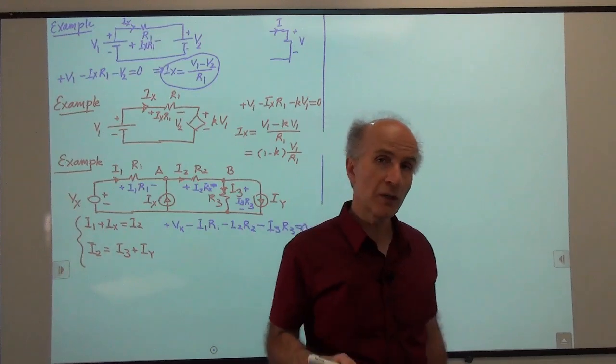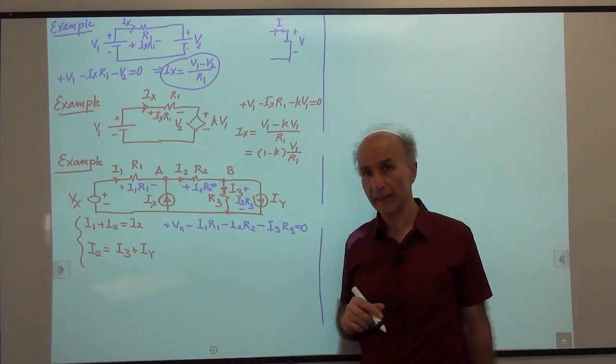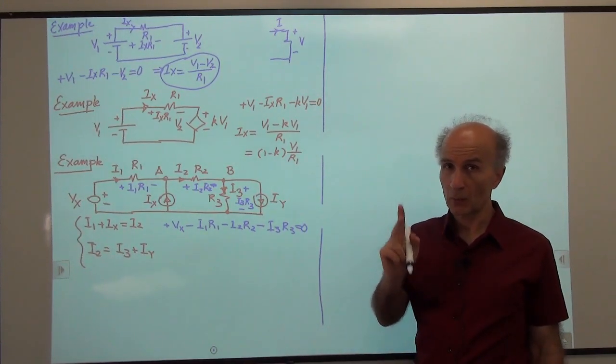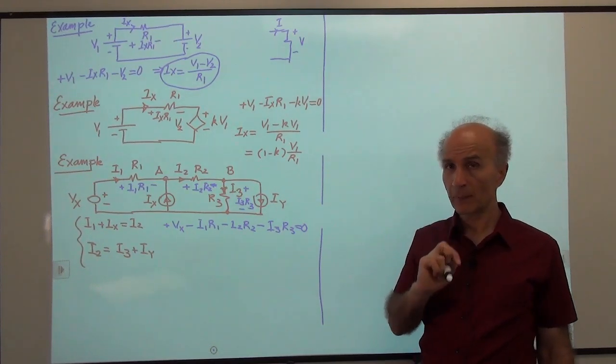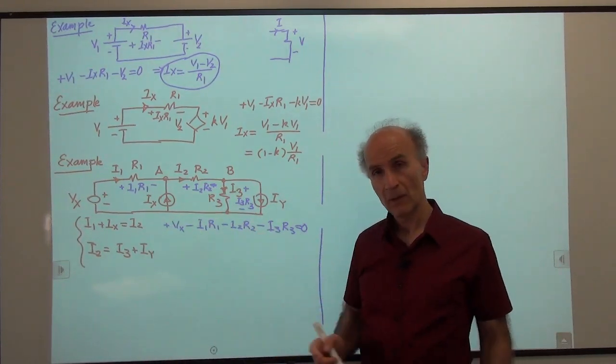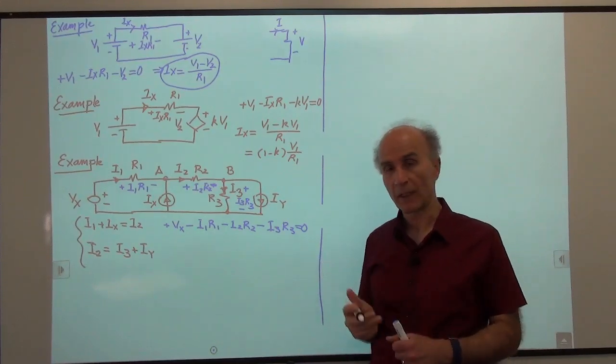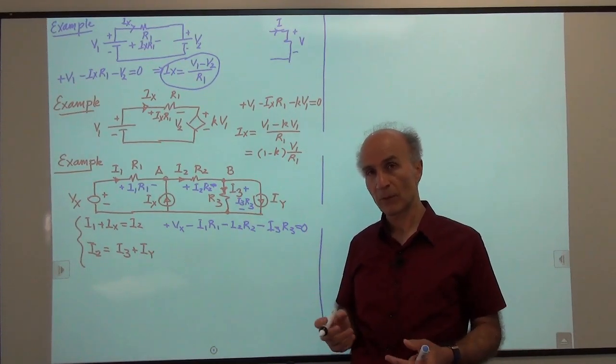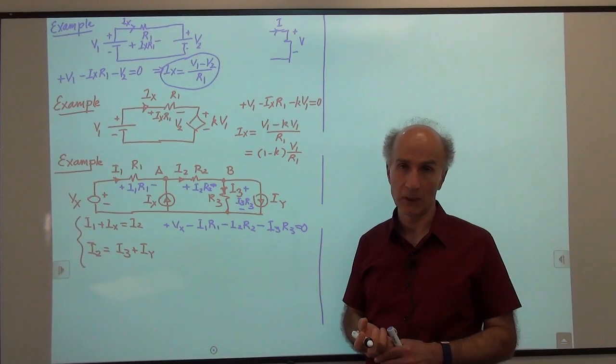Do these three equations allow us to solve the circuit? Yes. We have three unknowns, I1, I2, and I3. We have three independent equations, these two and this. So if we solve all of these, we can find the three currents, and from those three currents, we can find anything else that we want.